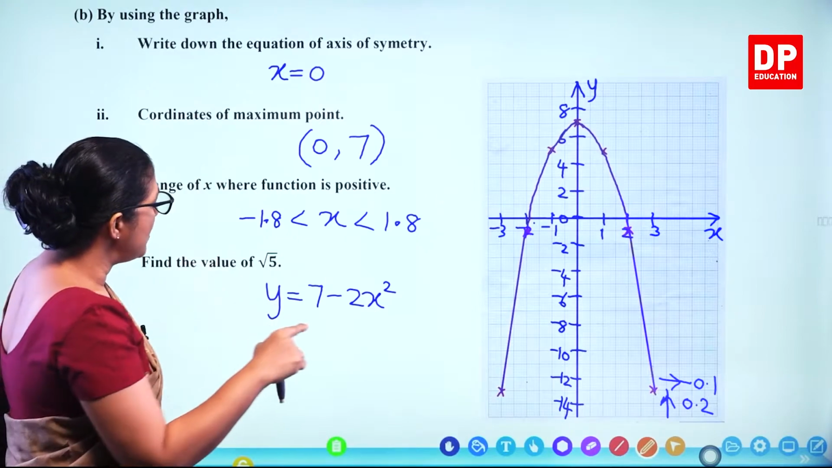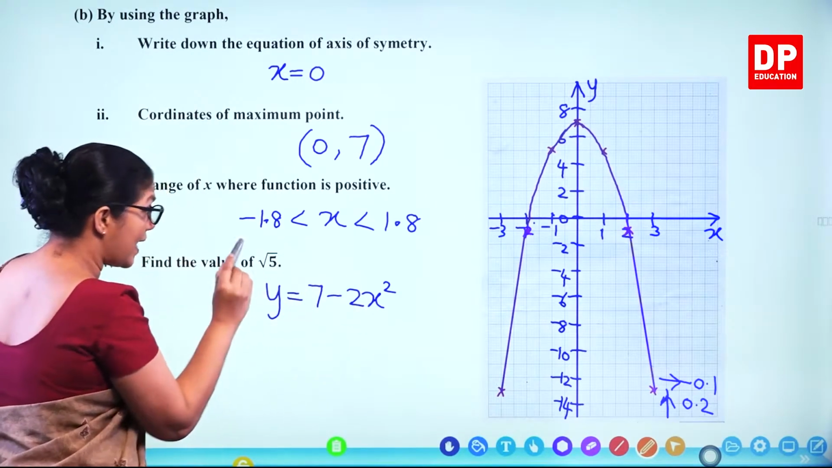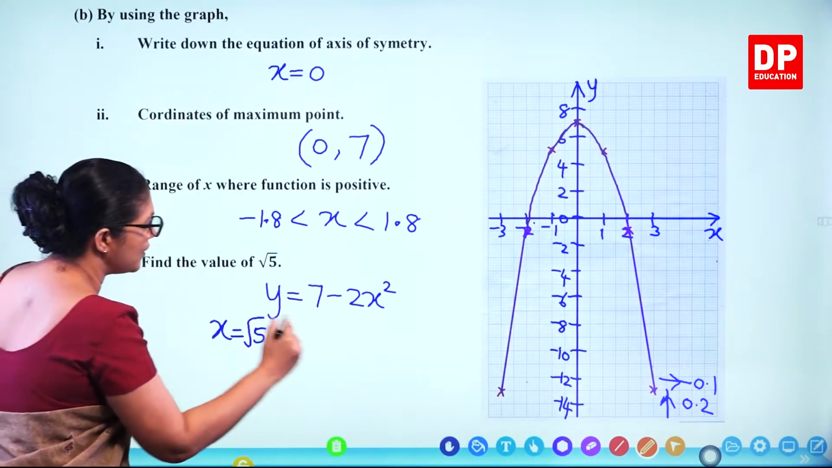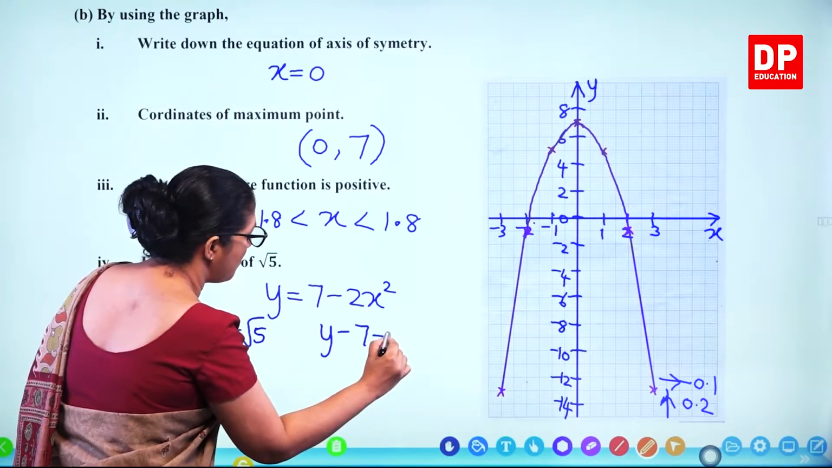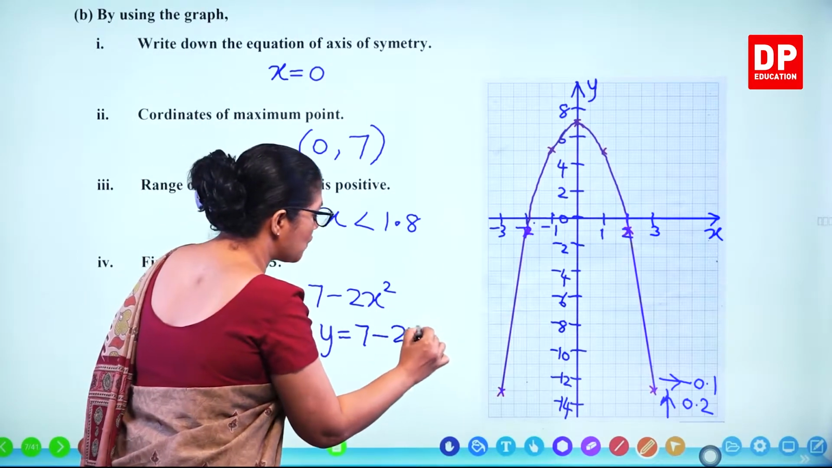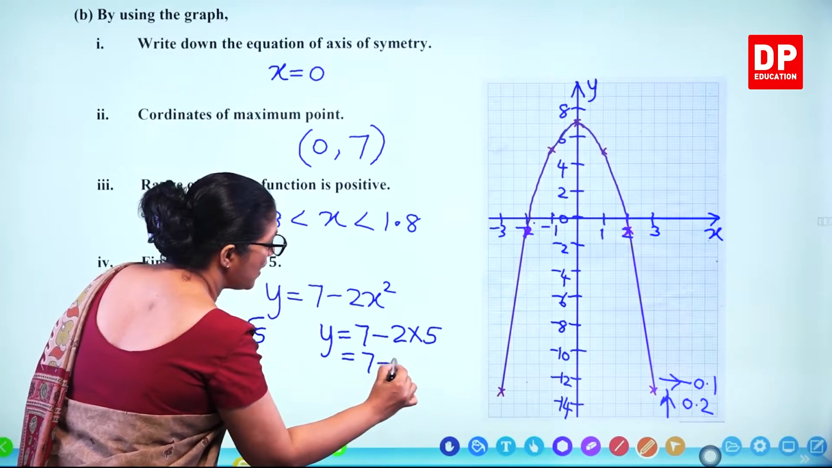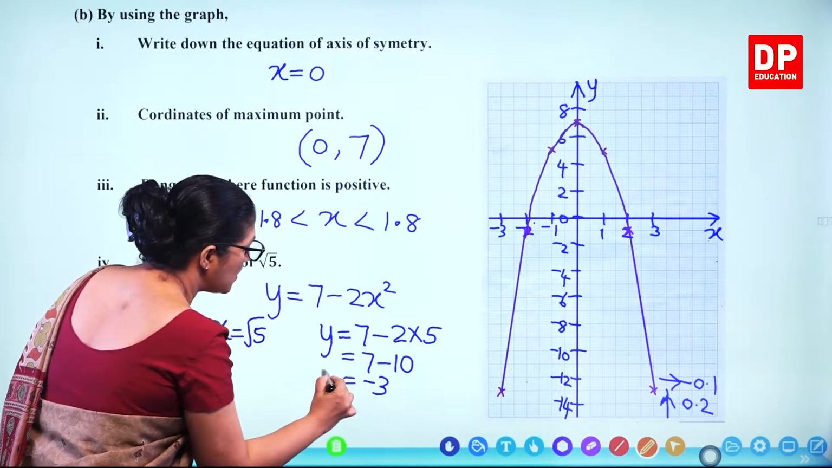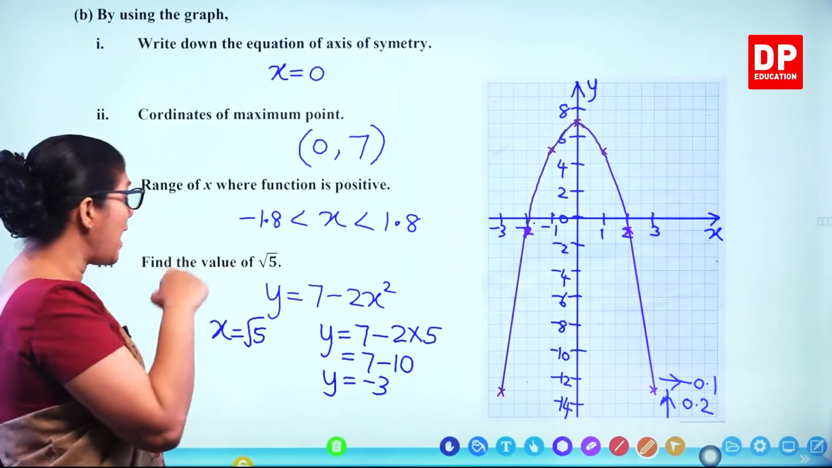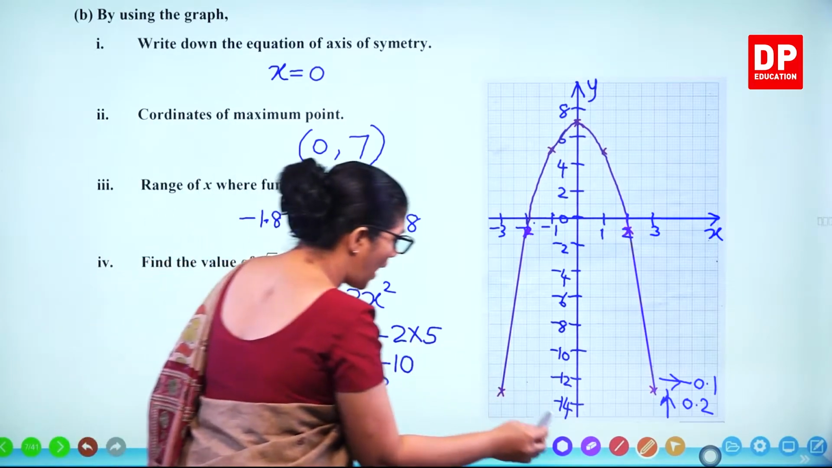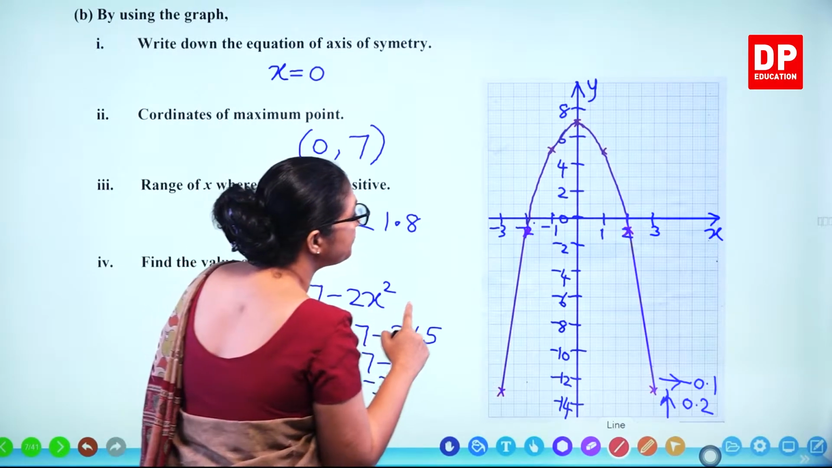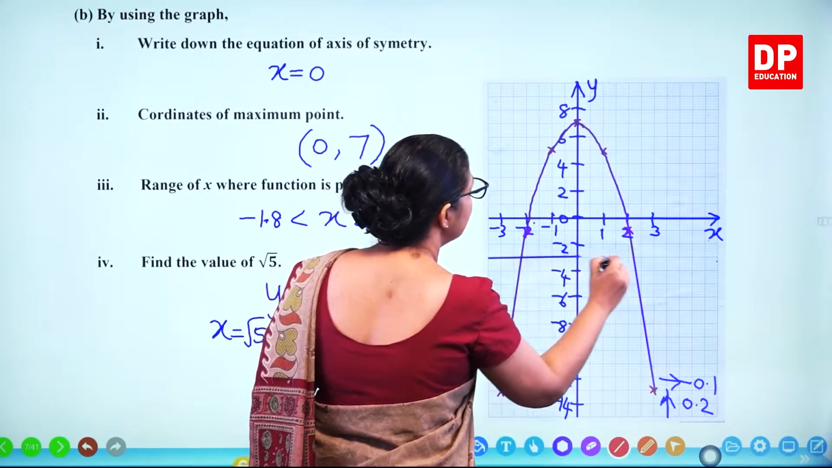So what's the y value? We'll substitute and see what's the y value when x equals root 5. If x equals root 5, what's the y value? Y equals 7 minus 2, root 5 into root 5, that's 5. So 7 minus 10, that means y equals minus 3. When you substitute y equals minus 3 to the graph, you get x equals root 5. So we have to find out what's the line here. Y equals minus 3 is here.